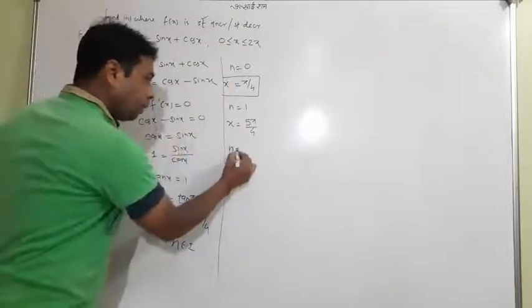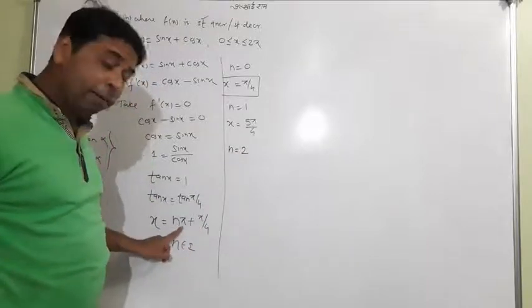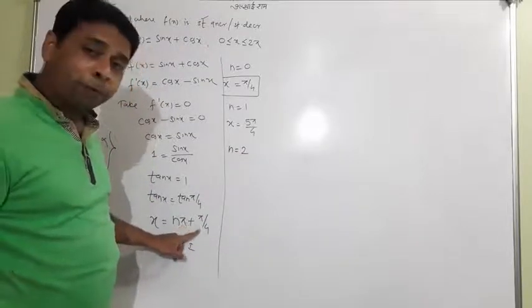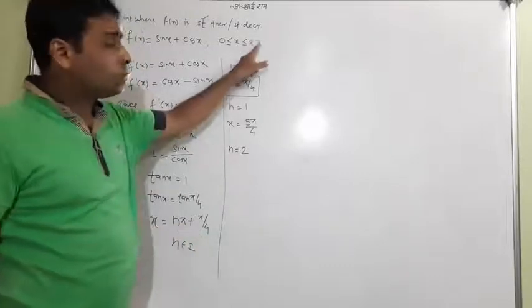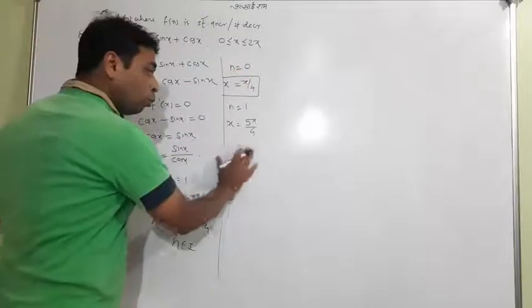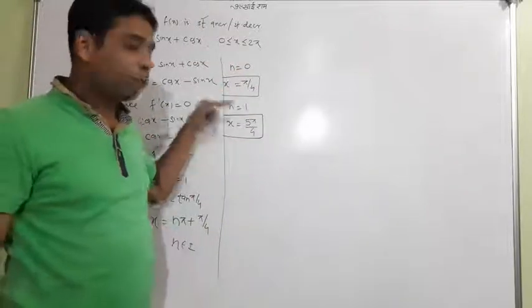And then n equal to 2, if I put 2π plus π/4, so 2π meaning 360 plus π/4 meaning 45, it totals 405. So it is beyond 2π. So we can't take this value of n, and we have just two values. We have got π/4 and 5π/4.